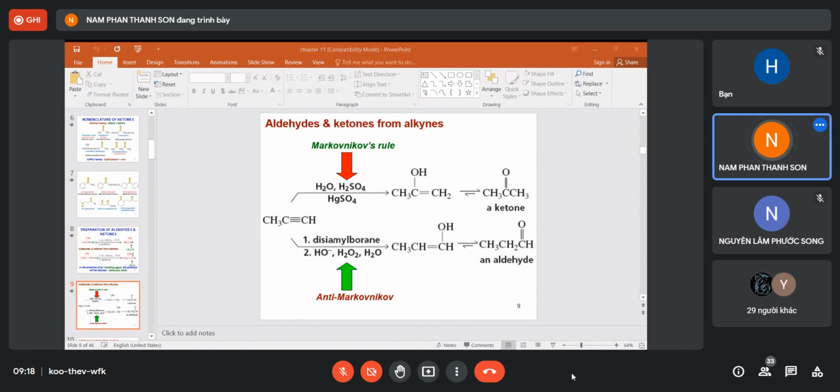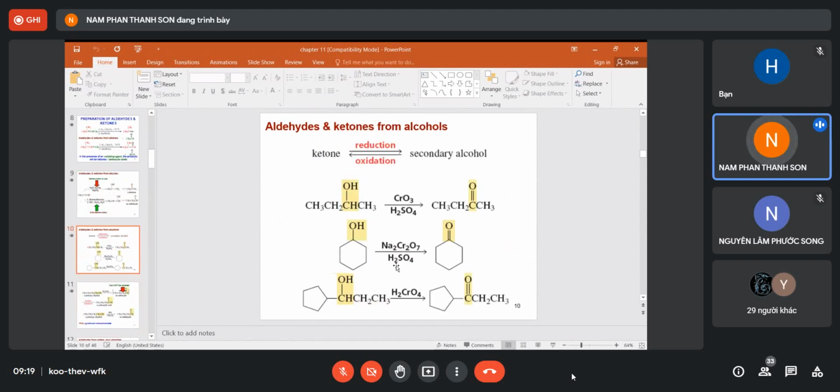Second, we can make aldehyde and ketone from C triple bond C. With Markovnikov addition with water, mercury sulfate, and sulfuric acid, we have the Markovnikov alcohol. Actually, in this case, it is an enol, and it is tautomerized to ketone. If we use hydroboration and then oxidation, we have an enol, and the enol is converted automatically to aldehyde. Remember, in both the midterm and final exam, you will see these two reactions, so be careful.